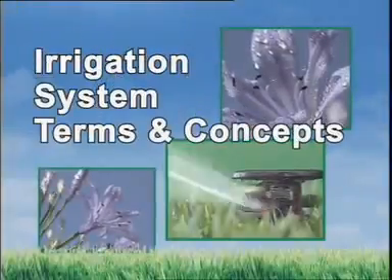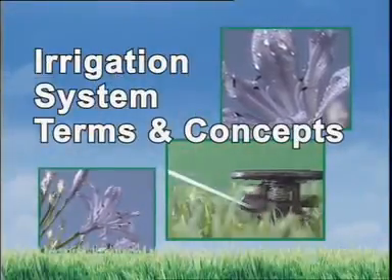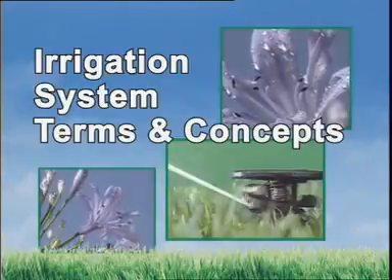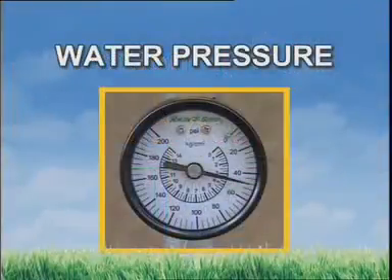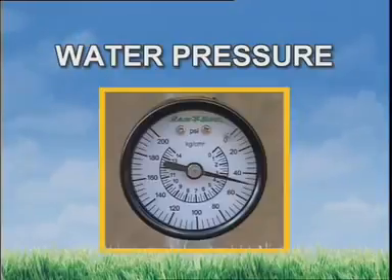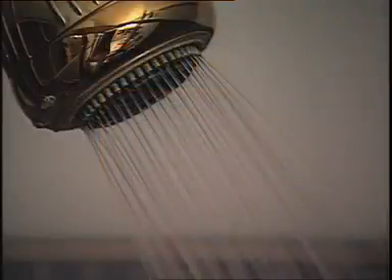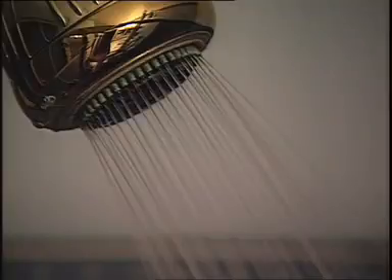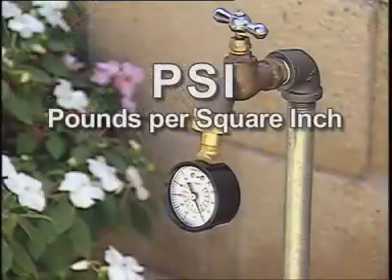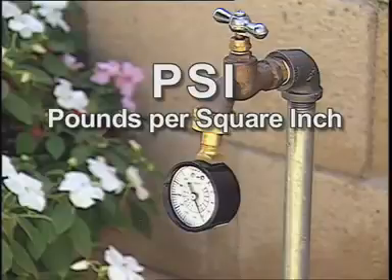There are several terms and concepts that are essential when planning an effective irrigation system. The first is water pressure. It's measured in pounds per square inch, or PSI. It's the amount of force that the water on your property will exert. Knowing your property's available water pressure will be a factor when calculating how many sprinkler heads can be operating at the same time and still be effective.